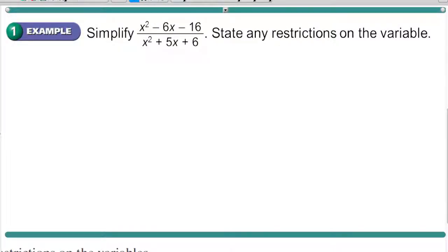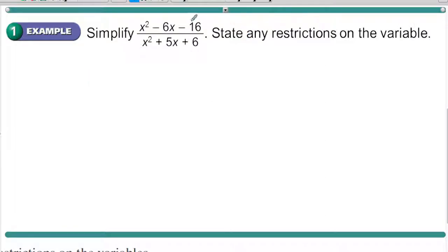We have simplify x squared minus 6x minus 16 all over x squared plus 5x plus 6. And it says state any restrictions on the variable. Well, this is given to us in terms of trinomials, and we can't simplify because remember, if we just mark out that x squared, we're going to kill a kitten somewhere, and that's sad. Nobody wants to do that.